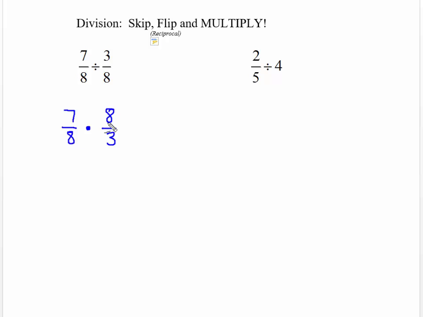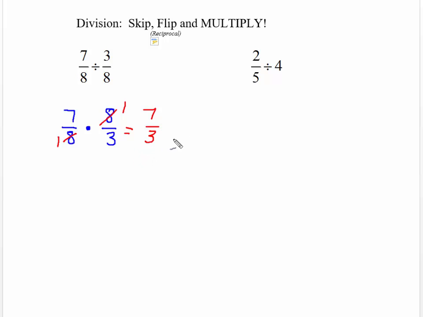I now have it back to being a multiplication problem, which is what we did in another video. So when I multiply, remember we multiply tops times tops, or numerator times numerator, then denominator times denominator. I really encourage you to see if you can reduce beforehand. 8 goes into 8 once, 8 goes into 8 once. So now I have 7 times 1 is 7, 1 times 3 is 3. And that's all there is to it.